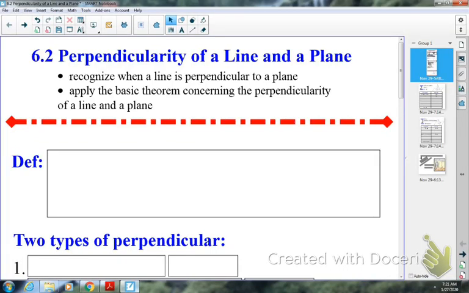Today's lesson is about the perpendicularity of a line in a plane. Two objectives we're going to take a look at here: one, be able to recognize when a line is perpendicular to a plane, so when is that true, and two, apply the basic theorem concerning the perpendicularity of a line in a plane. So if you actually know that a line is perpendicular to a plane, what can you conclude from there?